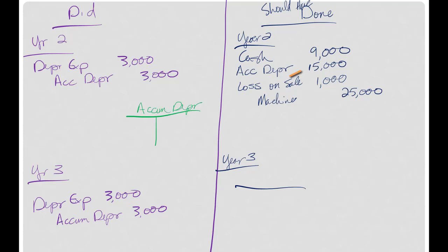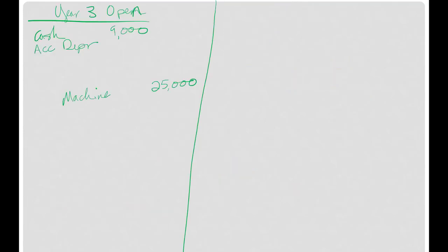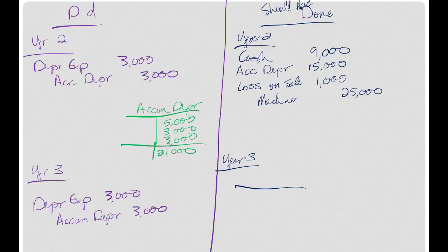It was at $15,000. That's why up here I showed a debit to $15,000, because I was going to get rid of it. So at the beginning of year 2, it was worth $15,000. Since then, I've now added $3,000 from up here and $3,000 from down here. So my current accumulated depreciation is $21,000. I need to fix that then. So I've got to get rid of accumulated depreciation of $21,000 because of the entries that I've made.